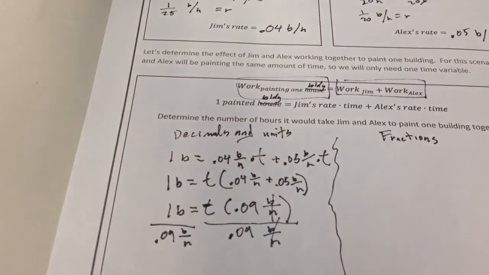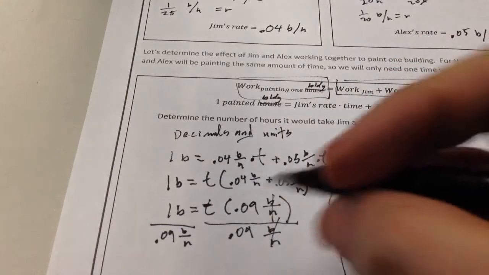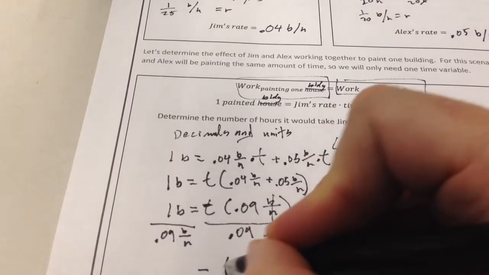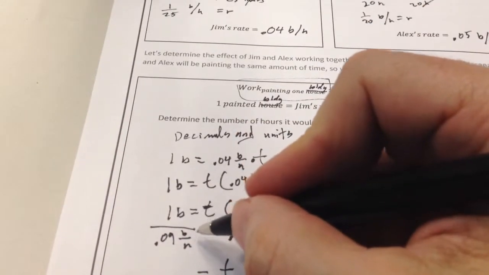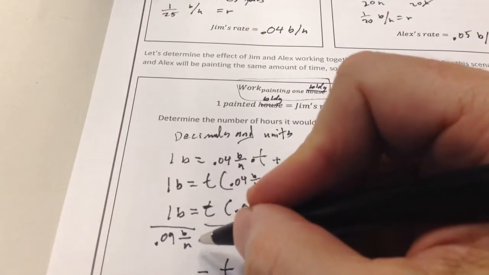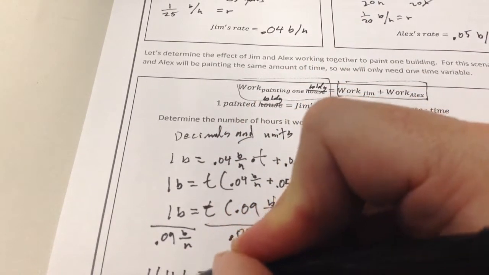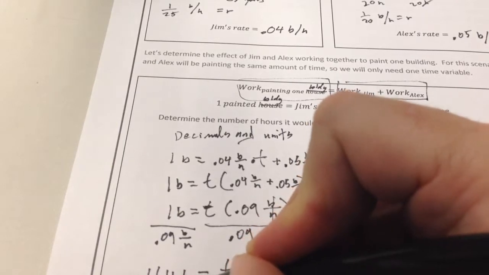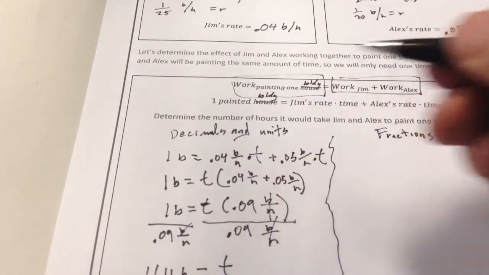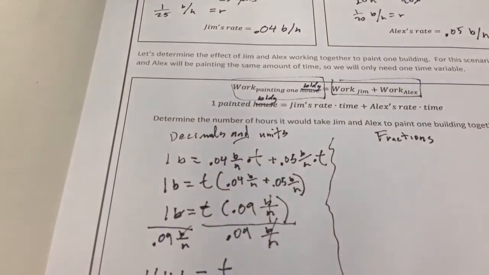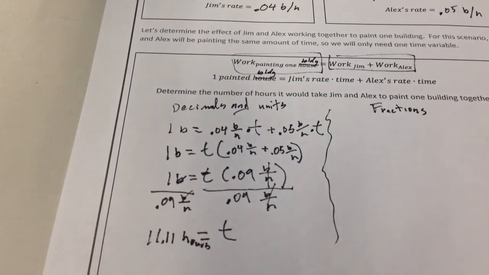What happens to my buildings on the other side? They cancel. What's my unit that's left? It's hours, because that 1 over hours in the denominator becomes hours in the numerator. So it's 11.11 hours, because the buildings cancel. That makes sense. Okay. And like I said, I'll be really super honest. A lot of times I'm not sure if I'm setting these equations up right, and as long as I make sure my units cancel properly, I'm usually setting it up right.